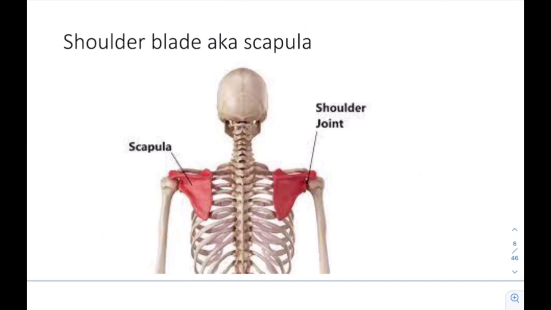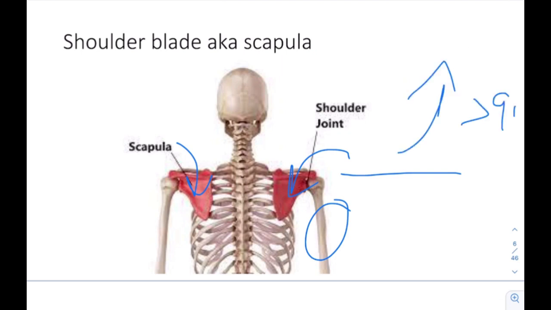Okay, so let's talk about the shoulder blade, otherwise known as the scapula, which is these bones here, which are very important for movement of the arm, especially above this level, above the 90-degree angle. The scapula is very important for moving your humerus above this level. So it's important for abduction more than 90 degrees.